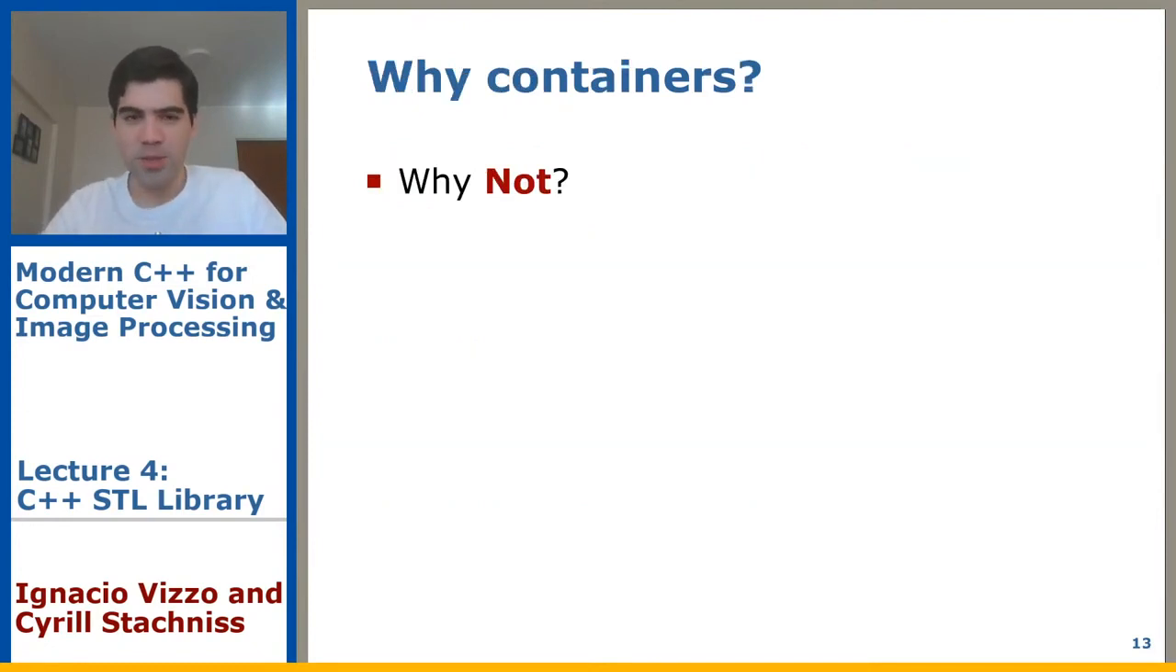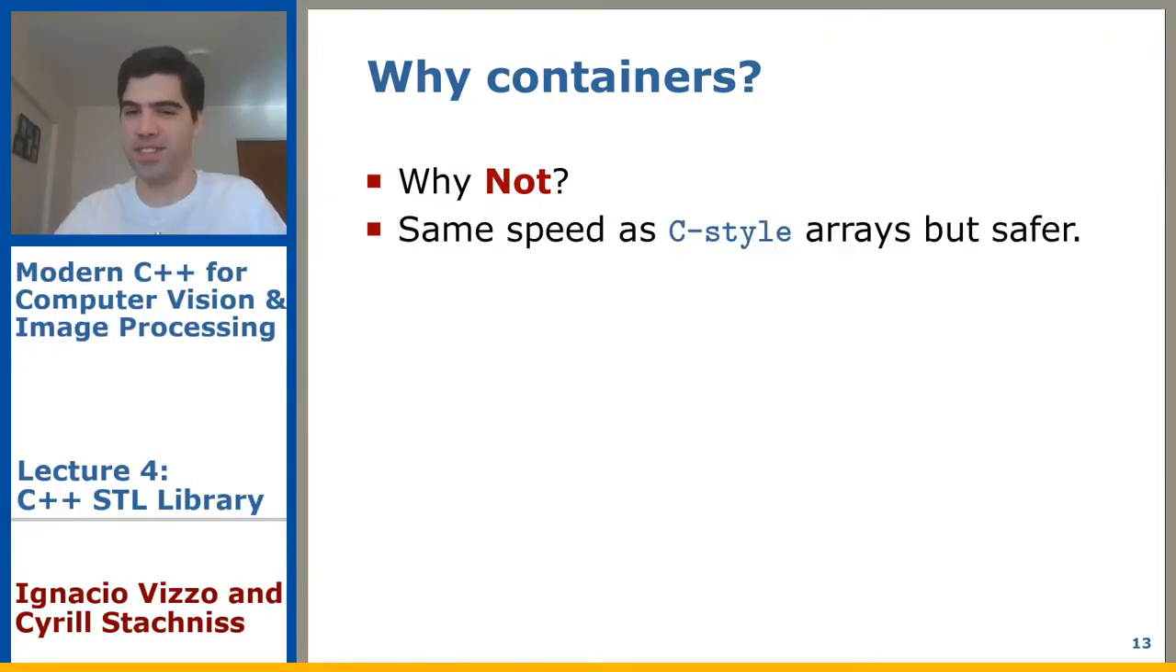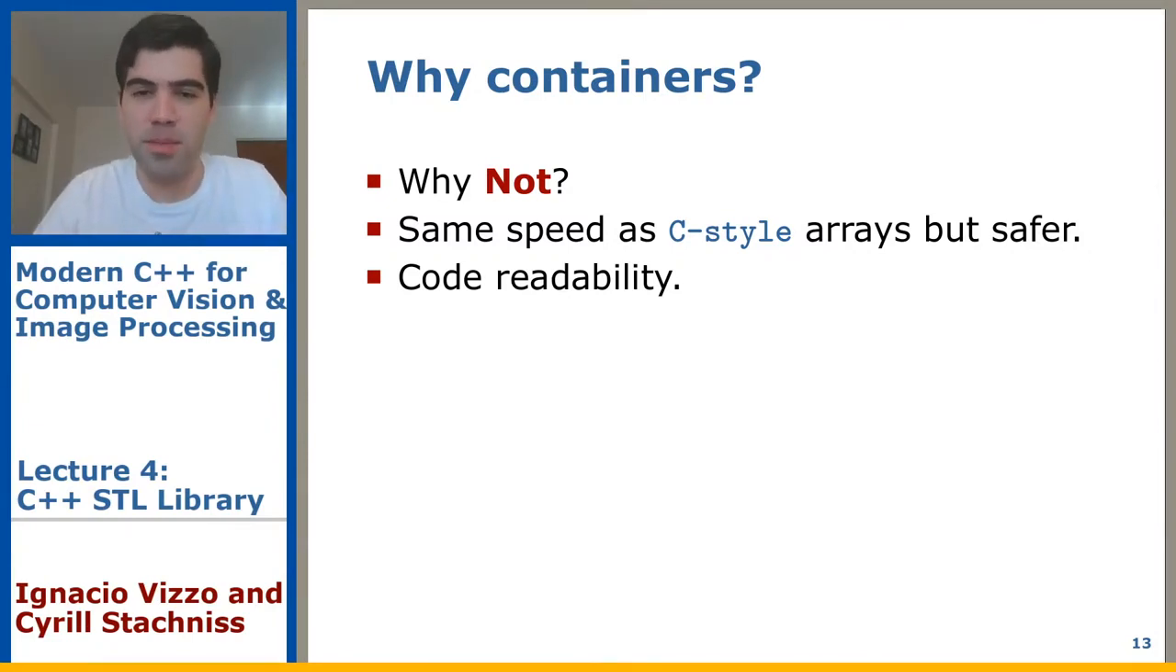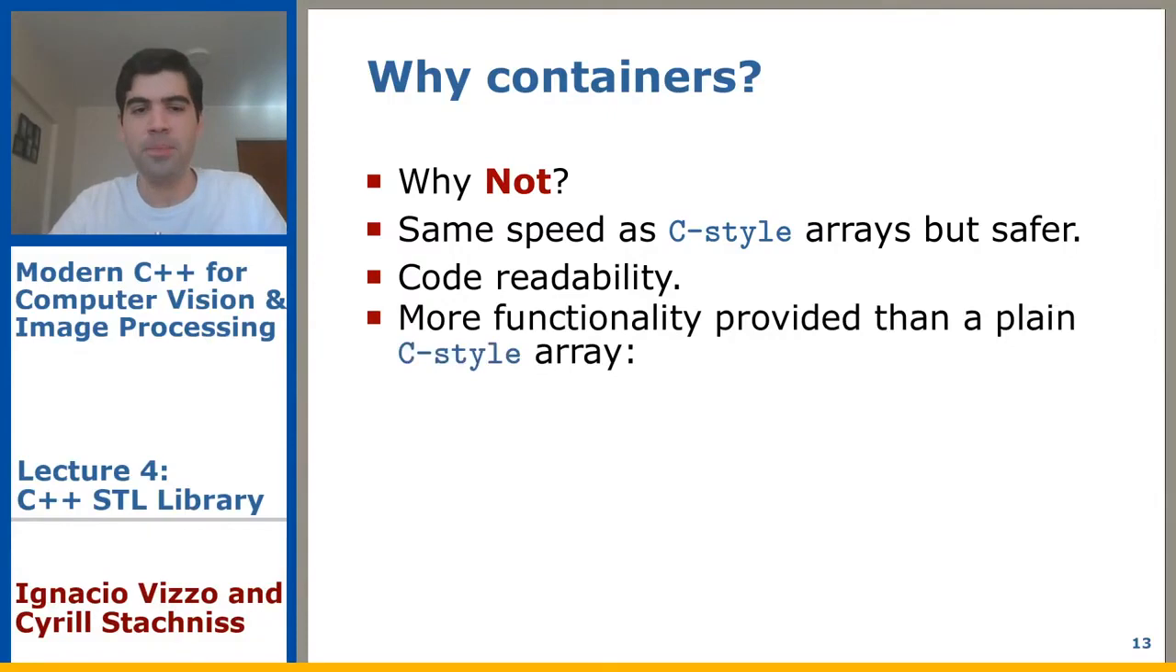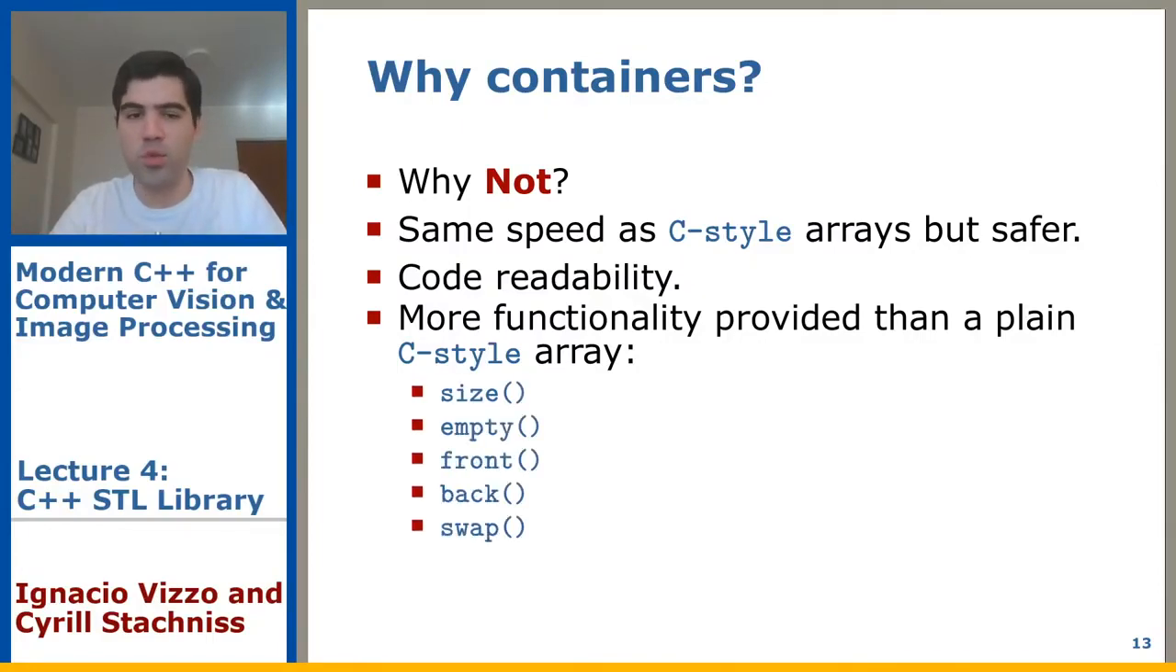So, answering your question that you didn't ask of why use C++ containers: why not? They're the same speed as C-style arrays, but much safer, and they improve code readability and usage a lot. When you write C++ code with containers, it's going to be much easier for you than just using C. And there's much more functionality built into the array than in a C array. You can call size, empty, front, back, you can swap elements, and most importantly, you can use STL algorithms and much more.